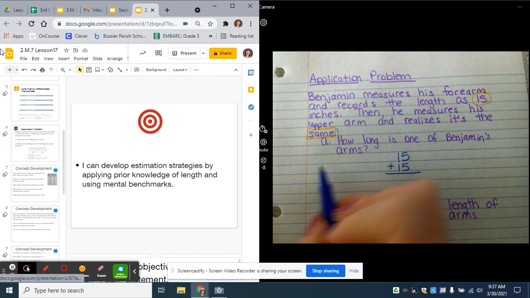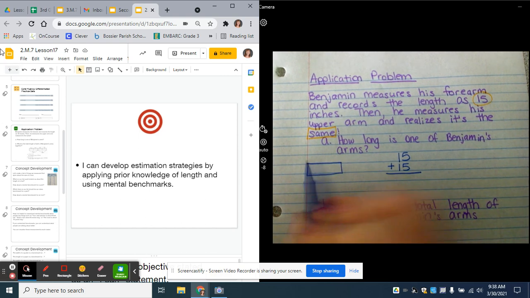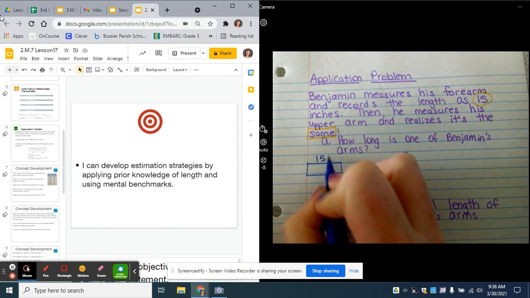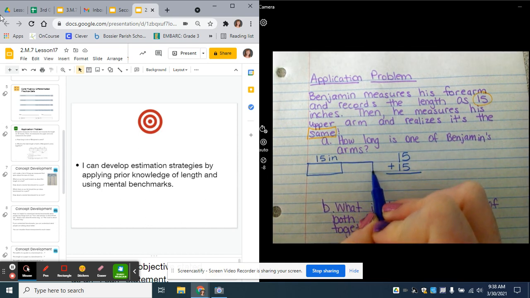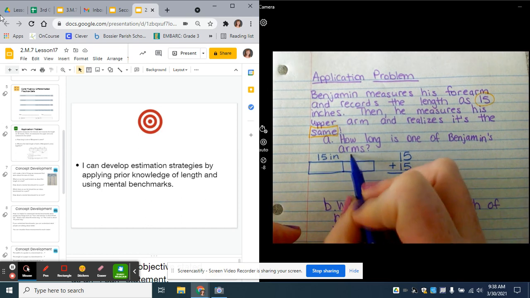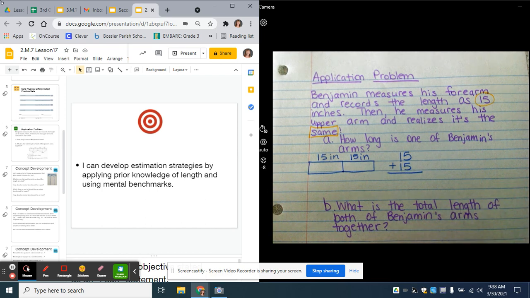That picture that would go with that, I would draw a tape diagram. I would say that 15 inches is this first one. And I would draw another one for his other part of his arm. So you have the forearm and the upper arm. Both of those are 15 inches. Okay, then I would add that together.